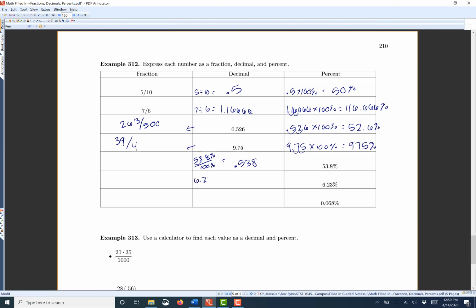6.23% over 100%. That means you move your decimal 2 places to the left. So that's going to be 0.0623. And 0.068%, this is going to be really small because you divide that by 100 and you have to move your decimal 2 more places to the left. So that's 0.00068.